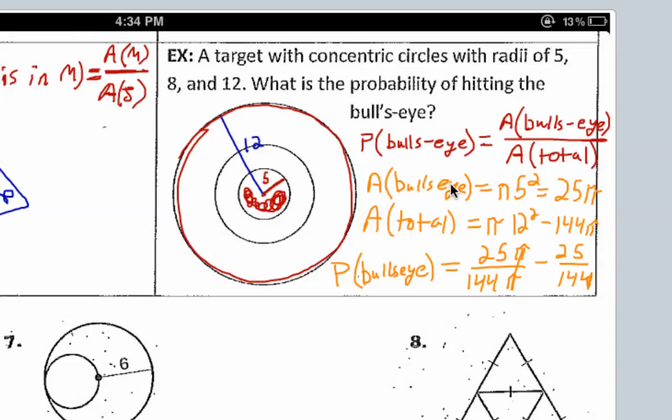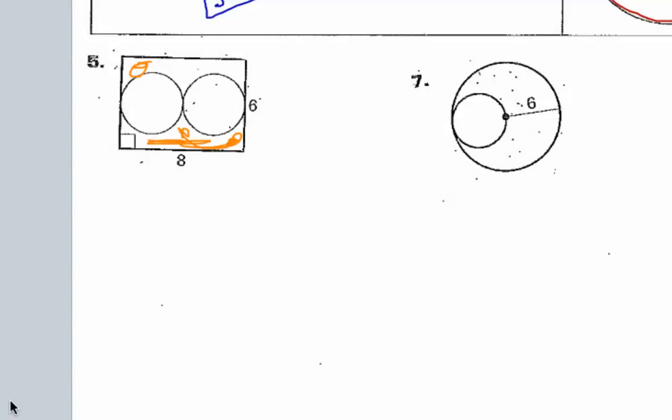Okay, let's look at this next one. The area of the shaded region. I don't know if you can tell, but the shaded is this stuff in the square, not including the circles. So this stuff here in orange, that's the shaded region. I want to know the probability of hitting that region, if I randomly threw a dart again.